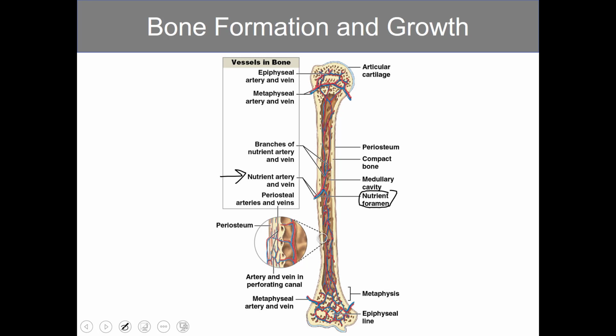There are epiphyseal arteries and veins that feed the epiphyses. We also have metaphyseal arteries and veins that feed the metaphyseal region. Lastly, within the periosteum, we're also going to have arteries and veins that feed the periosteal tissue itself, and we see those right here. So these very small arteries and veins are going to ultimately feed the periosteum surrounding the bone.